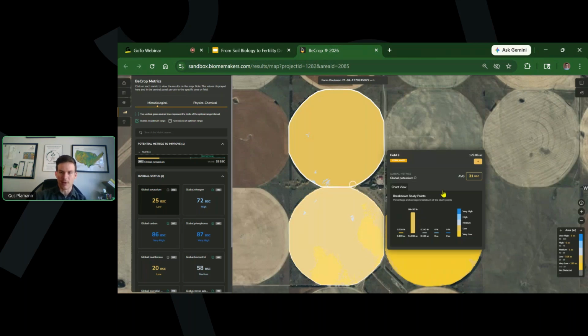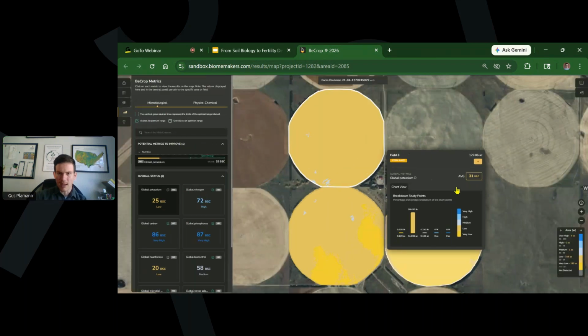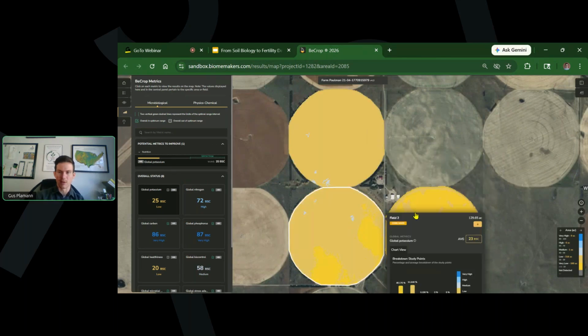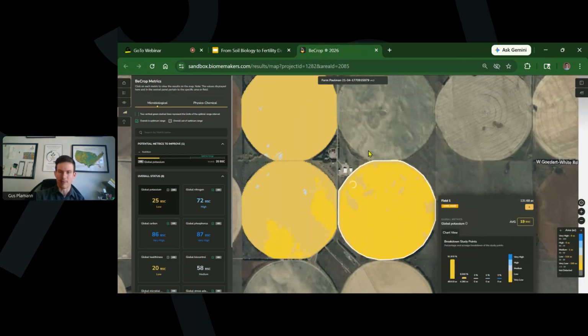But when you click on a field here, you can see for this one, field 3 in the top, the average score was 31, so a little bit higher than the farm average here on the left of 25, but a majority of that's still in that low category, about 52 acres, which looks like it's majority range. And then a couple of these fields scored even a little bit lower, score of 23, and I think this was the lowest, this bottom right field, with a score of 19.